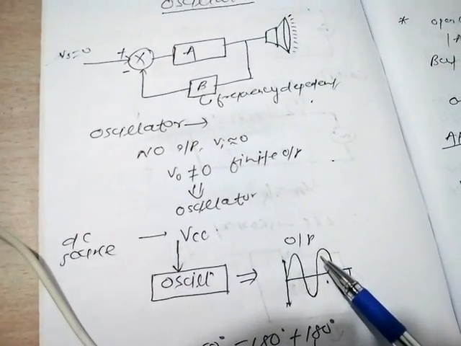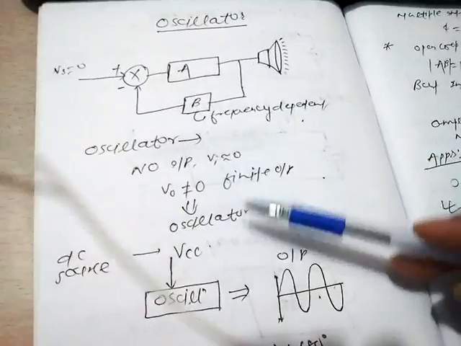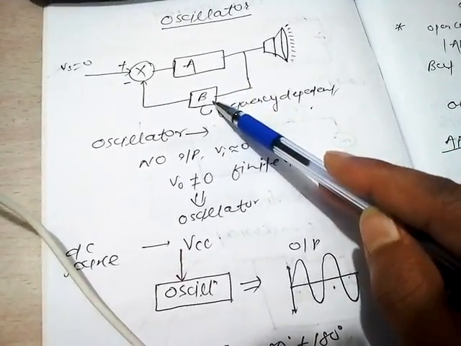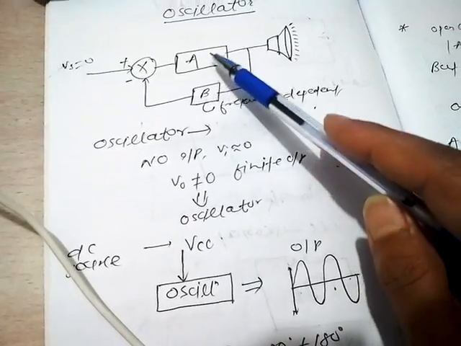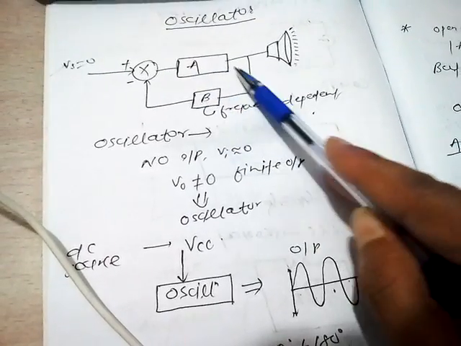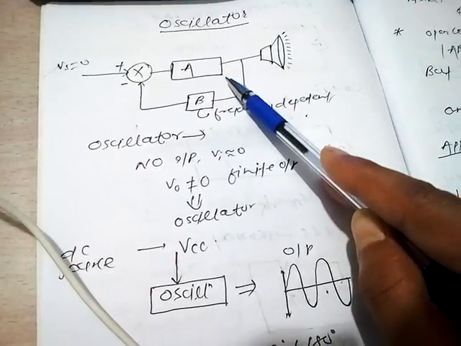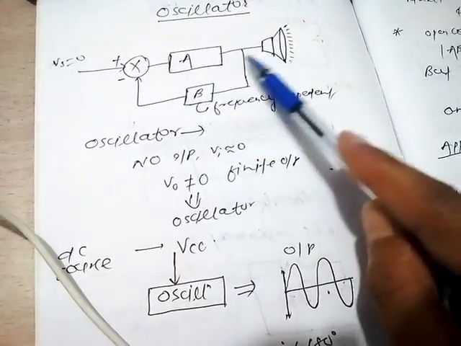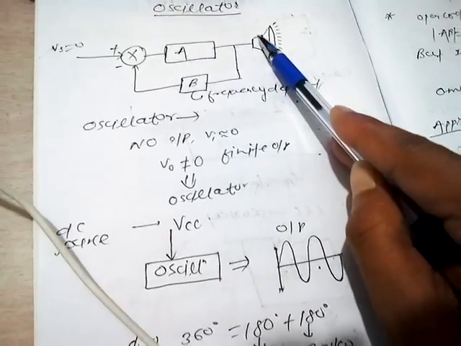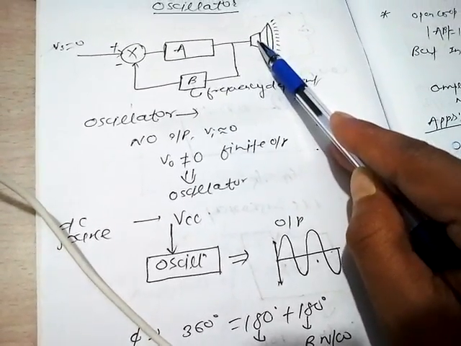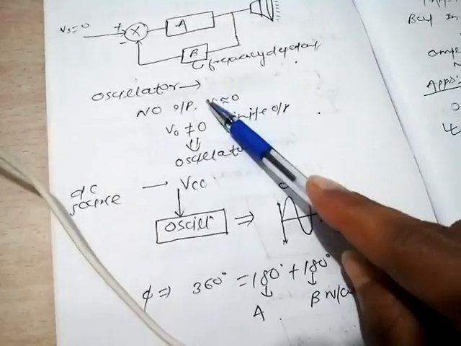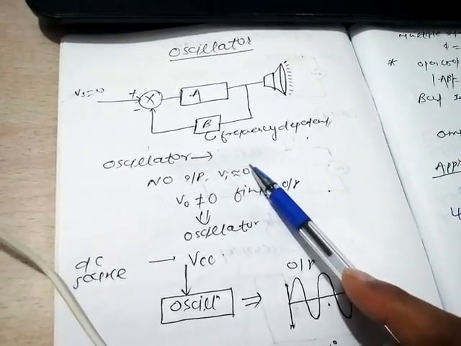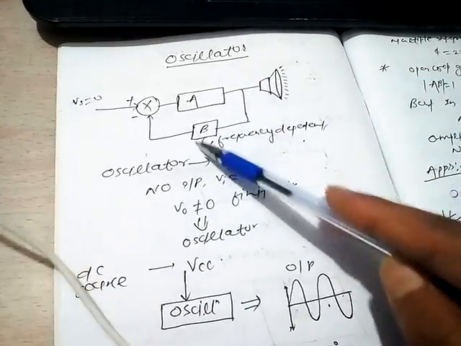So apart from this, here is a circuit, amplifier and feedback, and these two combine and give a total phase shift of 360 degrees between the input and output. But let us talk about different aspects of the oscillator. It can also be called an amplifier because it amplifies the signal.